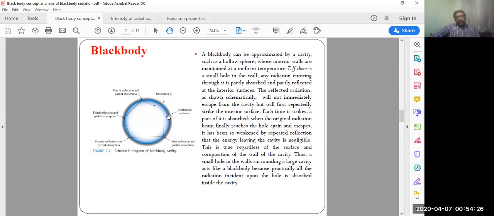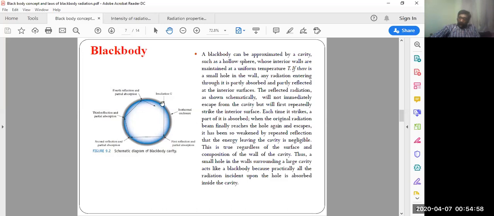When you talk about a black body, I told you it is an ideal body. It's an imaginary concept only. There is no body that can be completely called a black body. So you can approximate it: suppose you have a cavity like this, maintained at a uniform temperature, with a very small opening here.